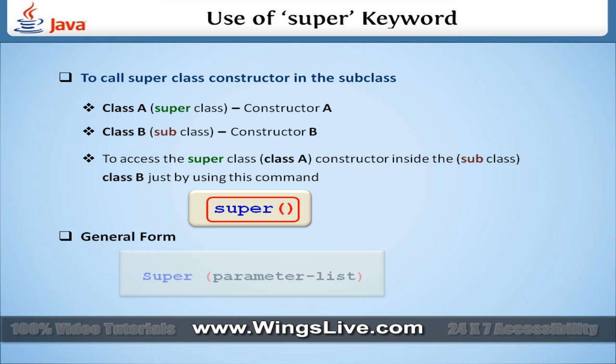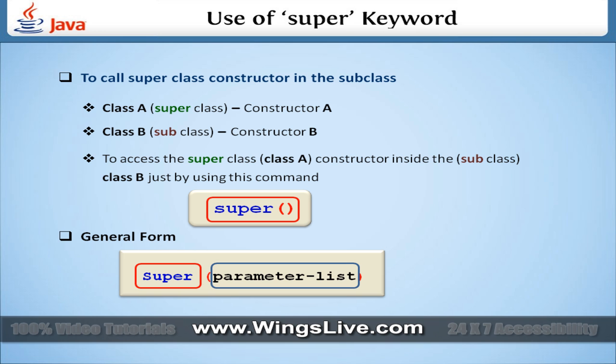Here is the general form. Here the keyword super is used to denote superclass. Parameter list is the list of parameters required by the constructor in the superclass. If we want to call the default constructor, then we have to pass an empty parameter list. Let us see an example which illustrates the use of the keyword super to call the variables and constructor of superclass.